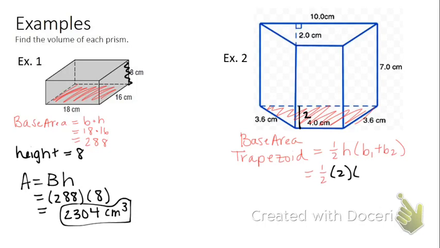What is our base 1 and our base 2, Bryce? 4 plus 10. 10 is also up top. So since this is 10, this is 10, right? Since the height here is 2, the height here is 2. So our base area is just 14.